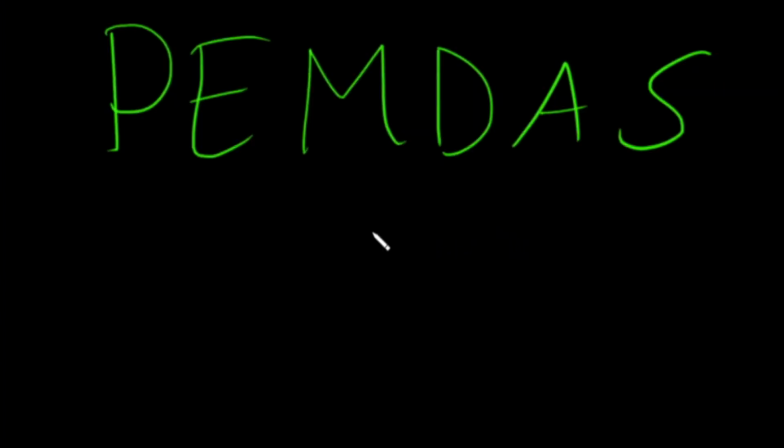Each letter represents an operation or parentheses, and it's written generally in the order that we want to do the operations. So the P stands for parentheses, the E is exponents, M would be multiplication, the D is division, A is addition, and S is subtraction. So when you have a problem with multiple operations, this helps you memorize which one you should do first.